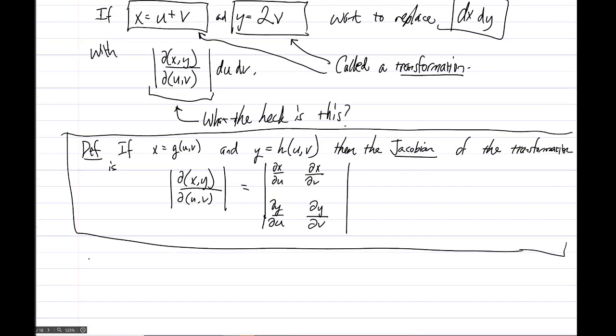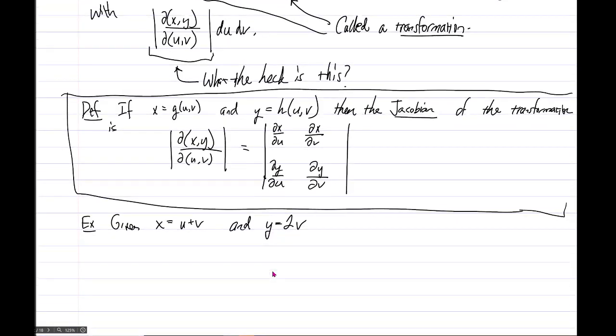So there's the definition. Let's compute an example, and then we'll close off this part here. Okay, so example. Given what's above at the top, x equals u plus v, and y equals 2v. Okay, so then let's go ahead and compute the Jacobian partial xy with respect to uv. This u plus v thingy is our g of u comma v, and 2v is our h of u comma v. Right, so let's just compute what we'll get.